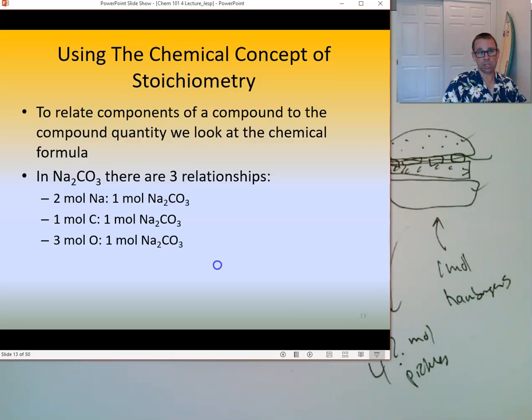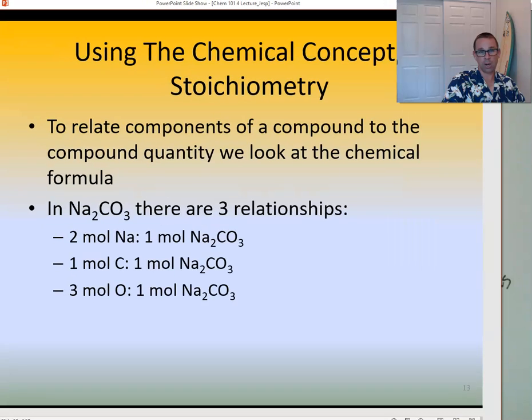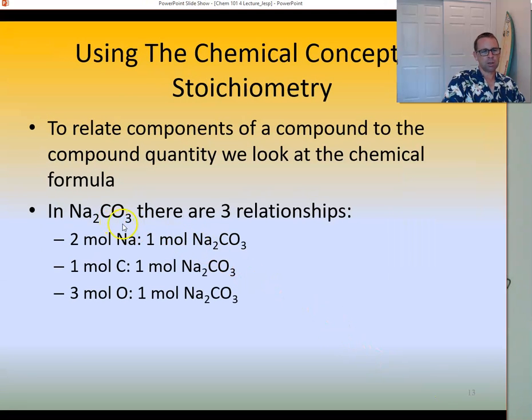There's lots of other stoichiometric relationships that I can make with sodium carbonate or any compound for that matter. Let's see if you can catch this one. How many moles of carbonate ion, the CO3 2 minus ion, are there if I have 1 mole of sodium carbonate? You have 1 mole. For every 1 mole of sodium carbonate, I have 1 mole of carbonate. Can you see that? There's just one of these CO3s.